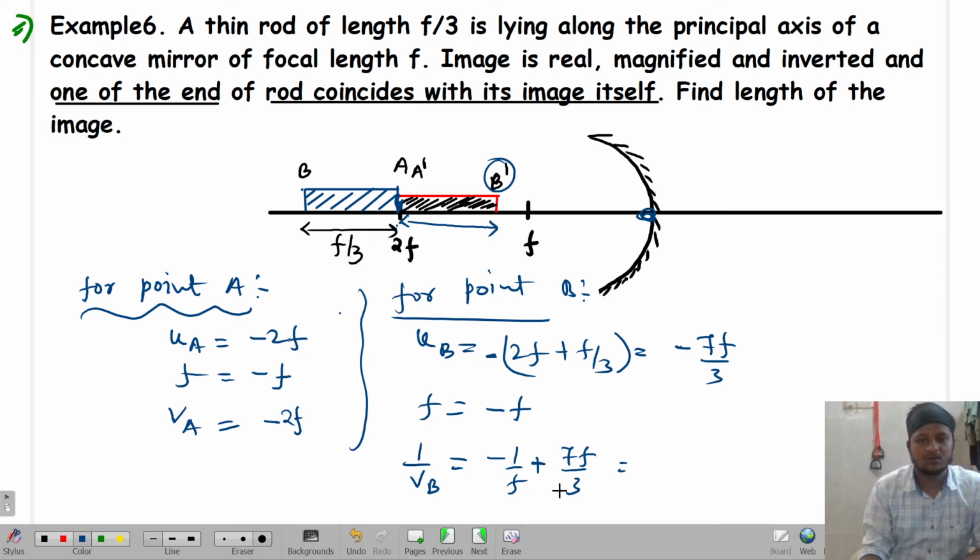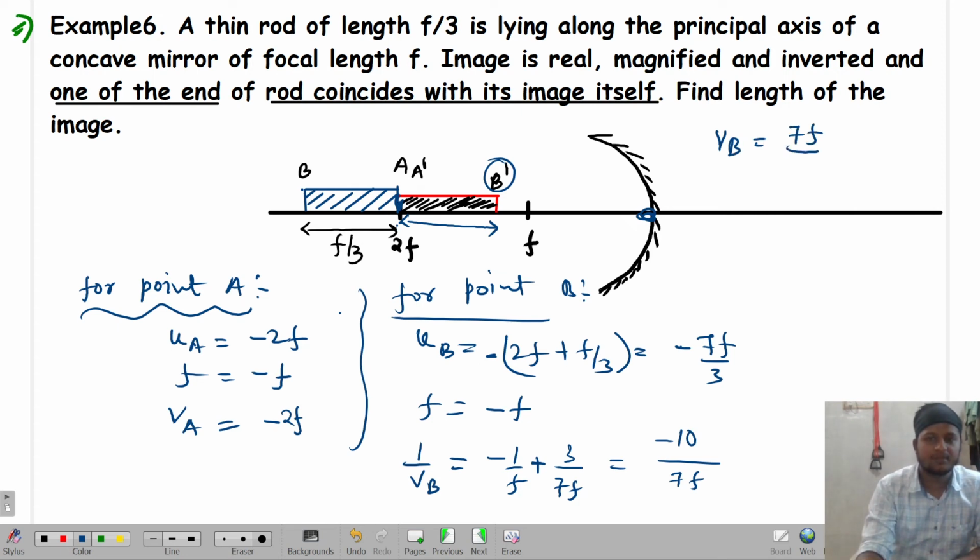Okay, sorry, 3 by 7, 3 by 7. Now if you solve this, it is going to be 7 plus 3, minus 10f. So you got the point, it is located at 7f by 10 from the pole. So the image of point B is located at minus 7f by 10. So this distance is minus 7f by 10, and this distance is 2f.